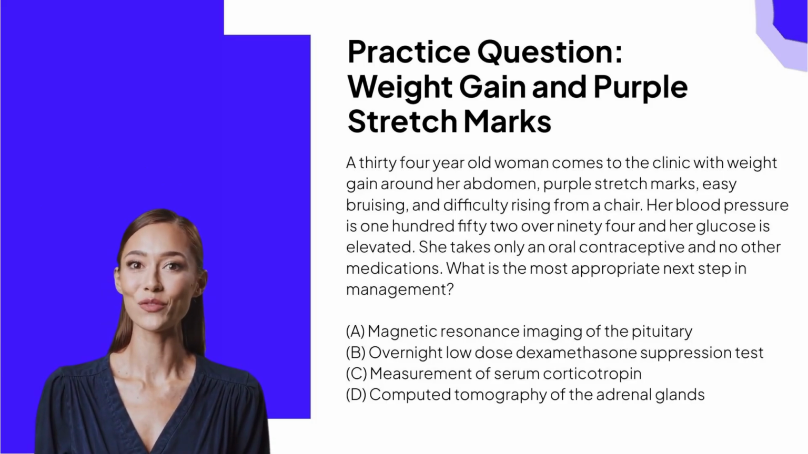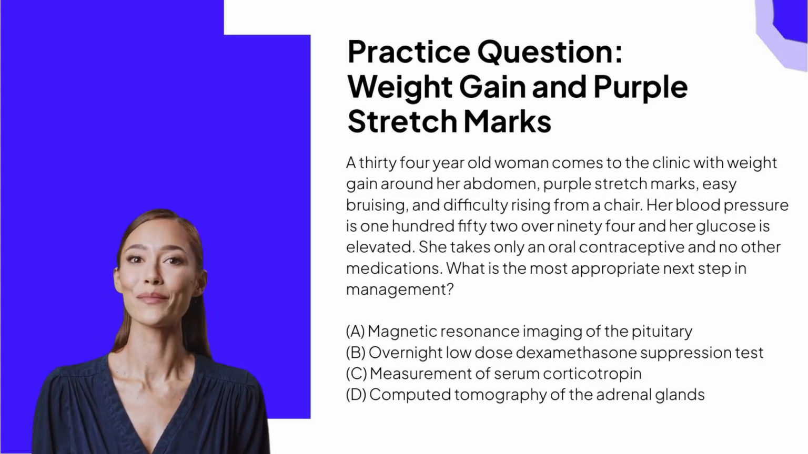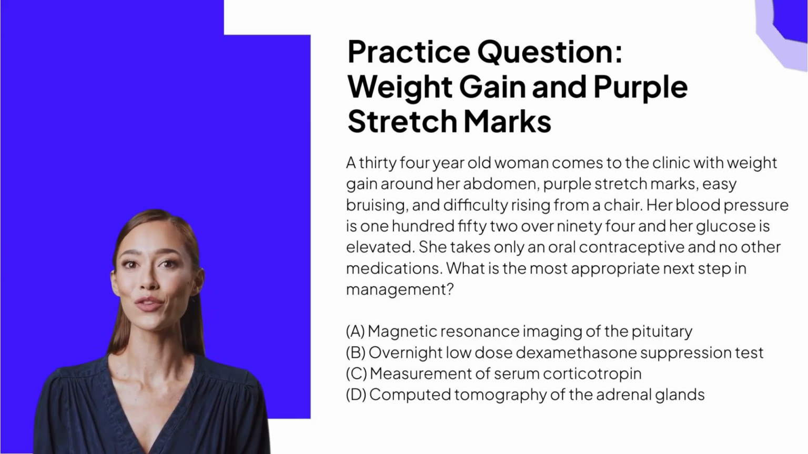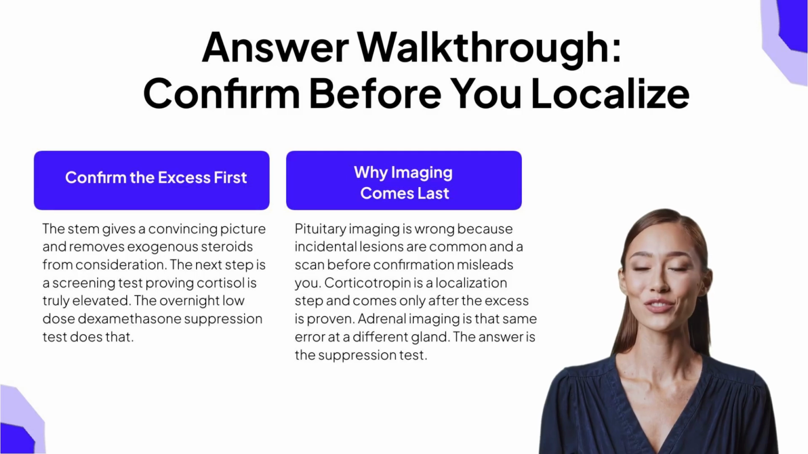Her blood pressure is 152/94, and her glucose is elevated. Critically, she takes only an oral contraceptive and no other medications, so the writer closed the exogenous steroid door. The question asks for the most appropriate next step. Ask yourself what you have to prove before you go looking for a lesion. Pick your answer. Let's reason through this.